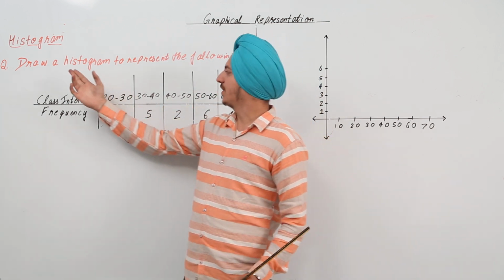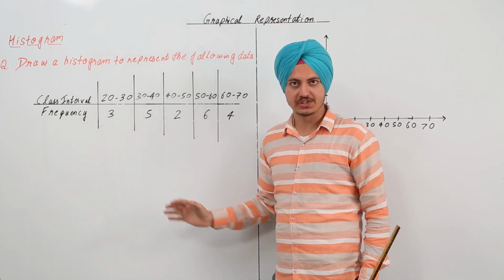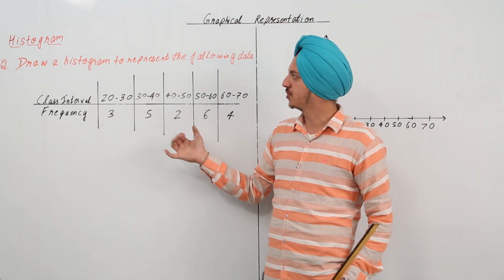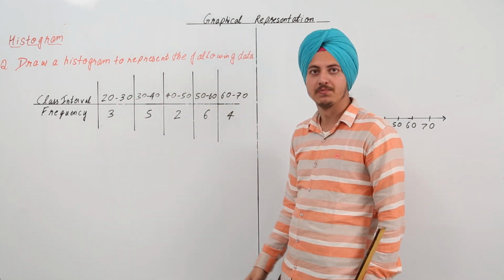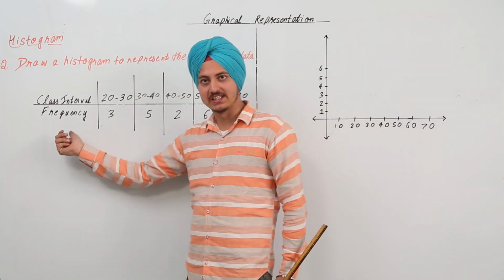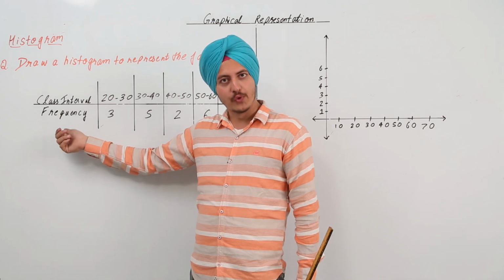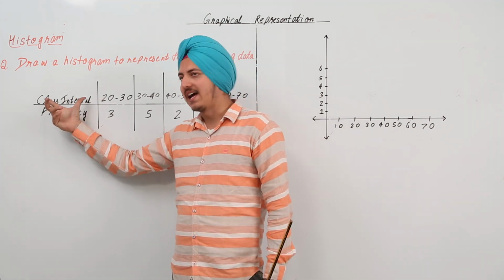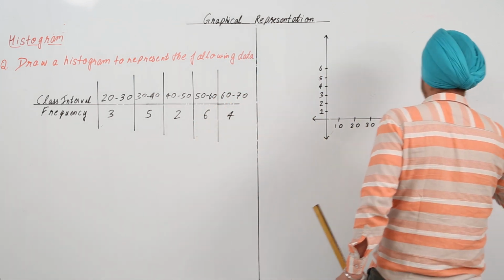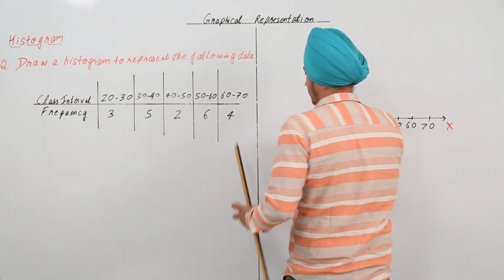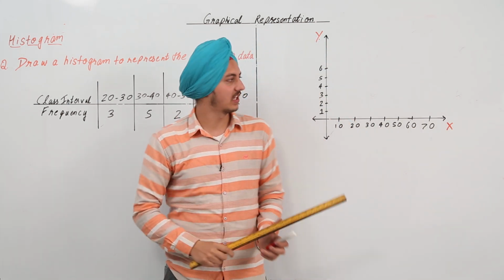I am going to explain to you via a question only because there is no other way to explain this to you. So the question says, draw a histogram to represent the following data. The data has two things. It has a class interval and it has a frequency, right? So this class interval always comes onto the x-axis. You know this is the x-axis, right? And this is the y-axis. I have already marked the x-axis and the y-axis.